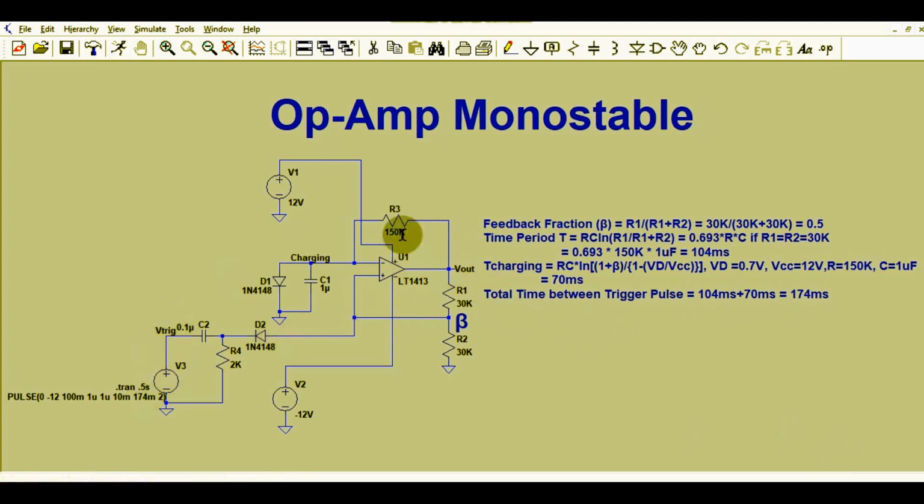So this is the basic circuit diagram of op-amp monostable multivibrator, right? This is operational amplifier LT1413, and this is the output which is connected to R1 and R2, and it is fed back to the non-inverting terminal. This is the feedback fraction beta. Then there is a feedback which is connected to the inverting terminal, and in the inverting terminal a charging circuit is connected. Okay, this is a diode and this is a capacitor.